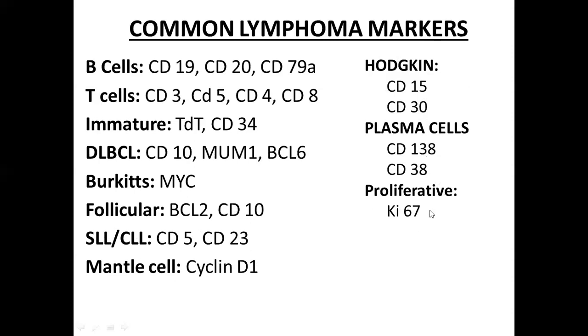Ki67 is a proliferation marker. We see at any given point in time what number of cells are actively proliferating, so we use it to grade our lymphomas. So these are the common panels of antibodies that are stocked in our immunohistochemistry department, especially for typing lymphomas, and it's important for the diagnosis.